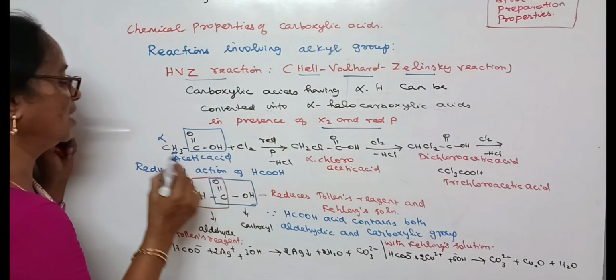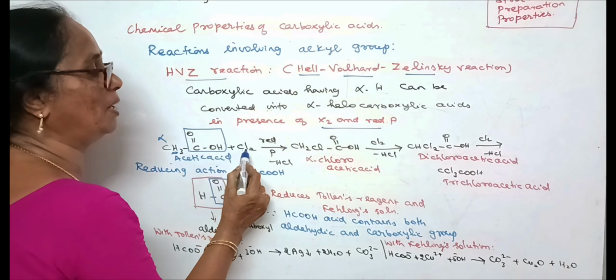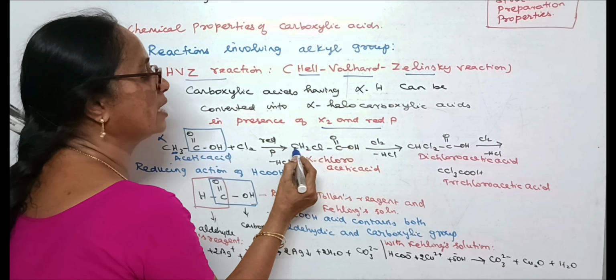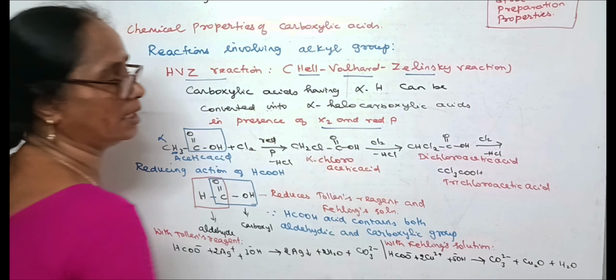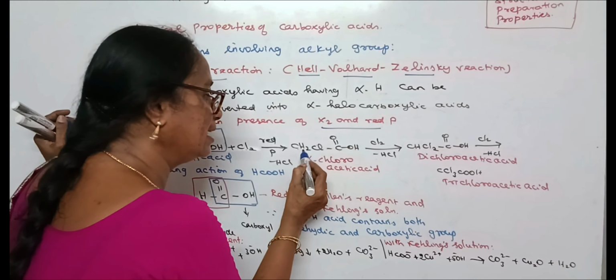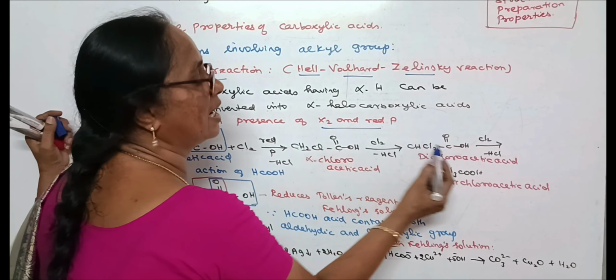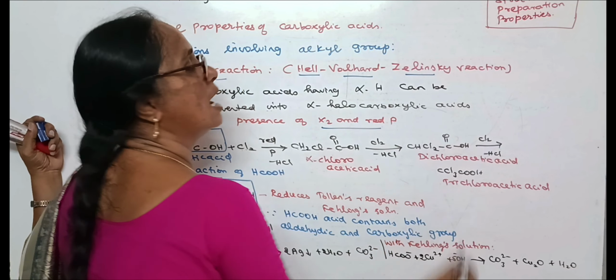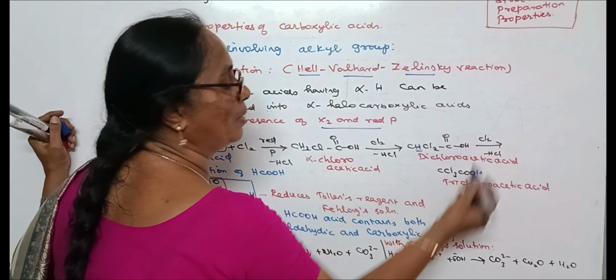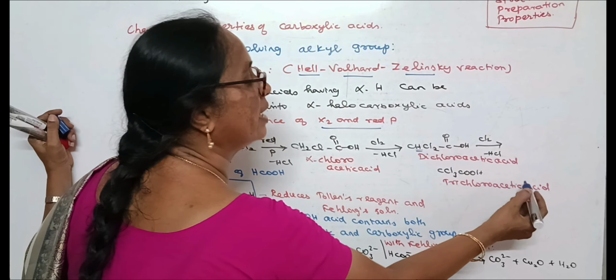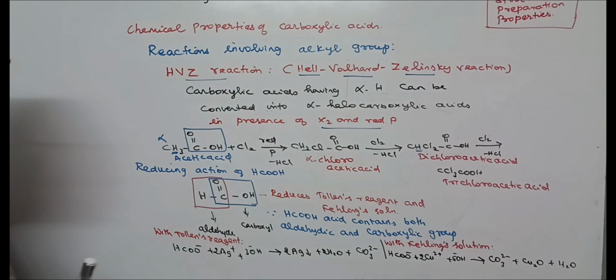So successively one of the hydrogens is replaced by halogen. So we are getting CH2ClCOOH. It is alpha chloroacetic acid. When another hydrogen is also replaced by the halogen, we are getting dichloroacetic acid. When the next hydrogen is also replaced by chlorine, we will get trichloroacetic acid.